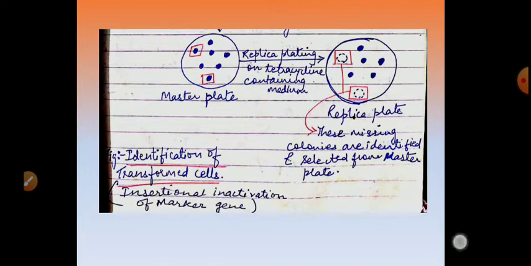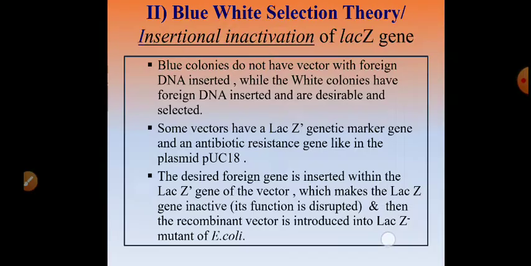So they are selected. This is insertional inactivation of marker gene. The next method is blue-white selection theory, or insertional inactivation of lacZ gene. Okay, we have studied the lac operon and we know that lacZ gene is responsible for the production of beta-galactosidase enzyme. Now, why do we call it blue-white selection theory?